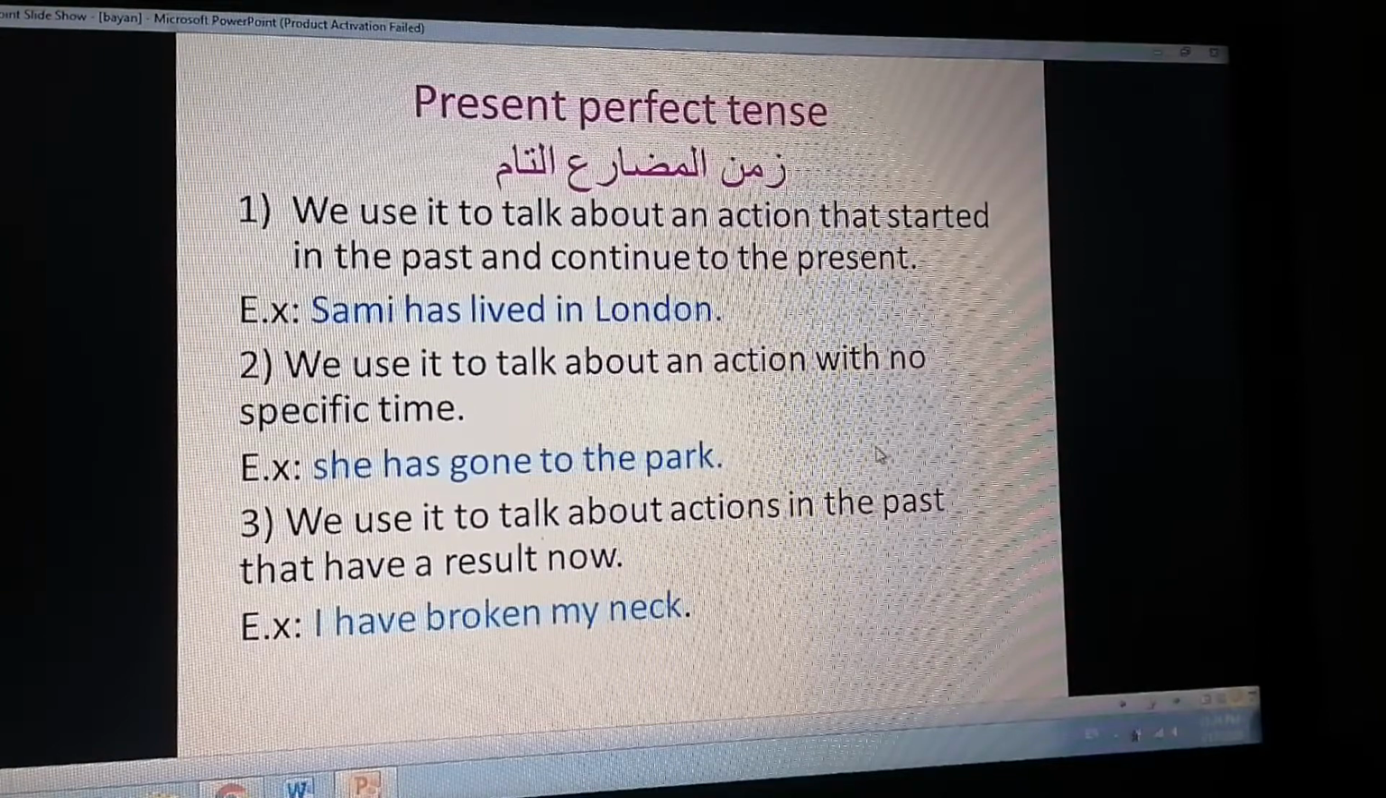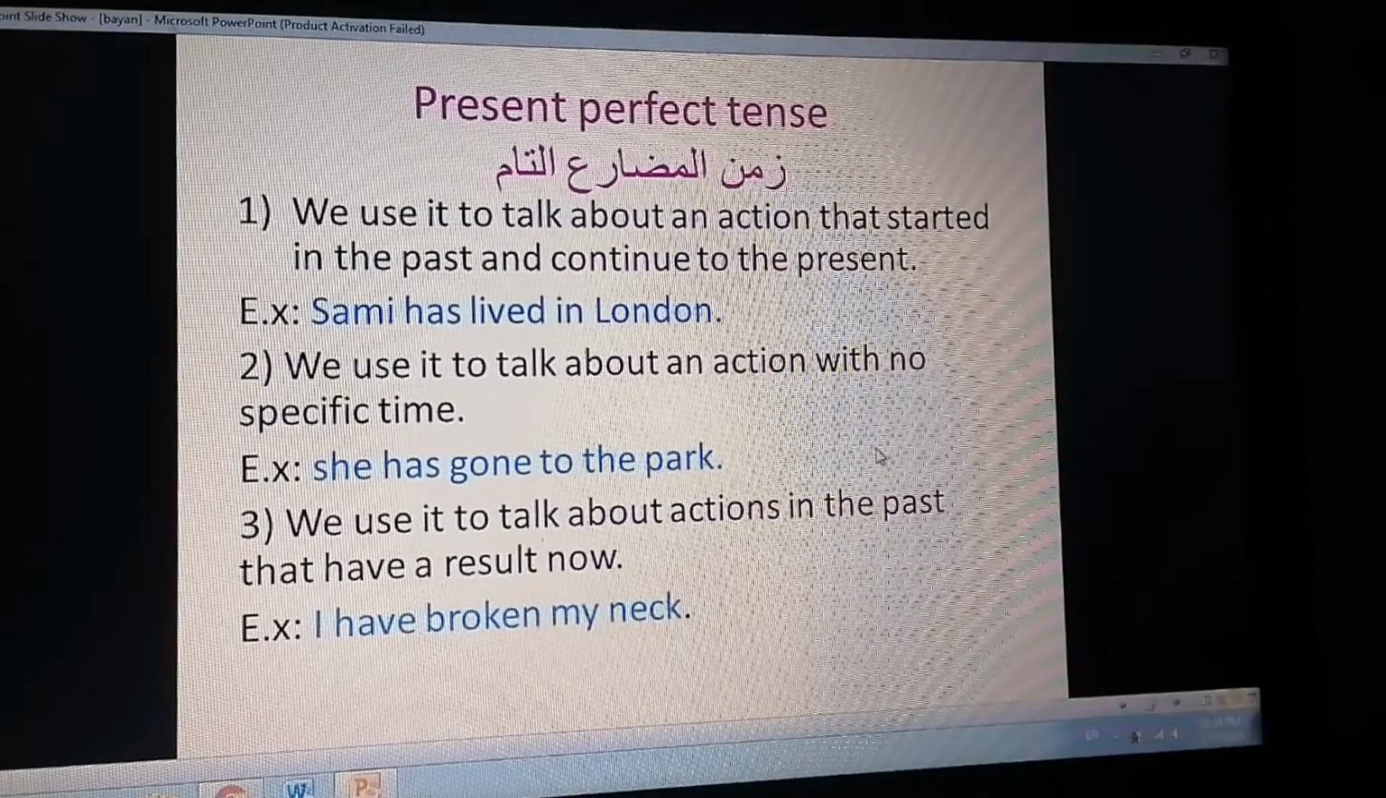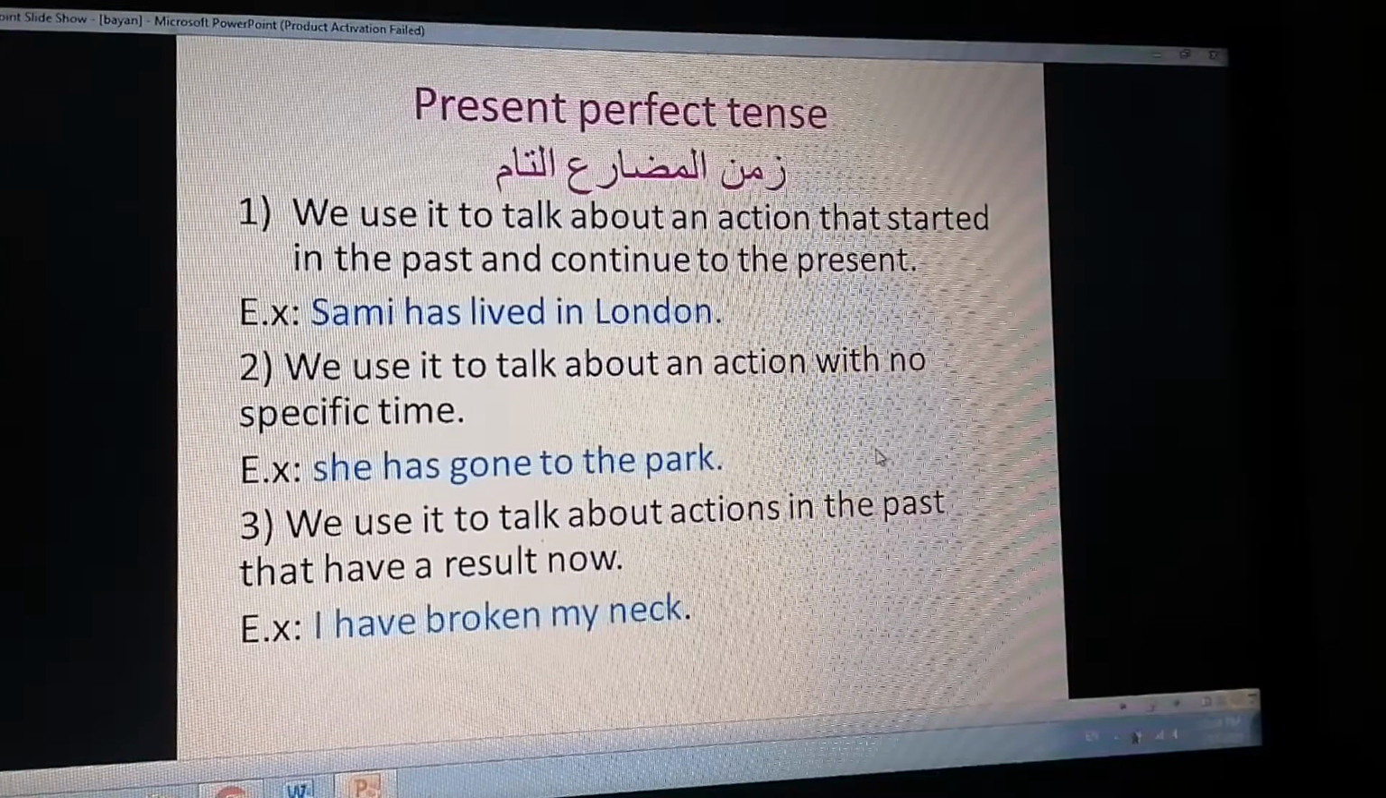Now let's talk about present perfect tense. When do we use it? We use it to talk about an action that started in the past and continues to the present. Like, Sammy has lived in London.